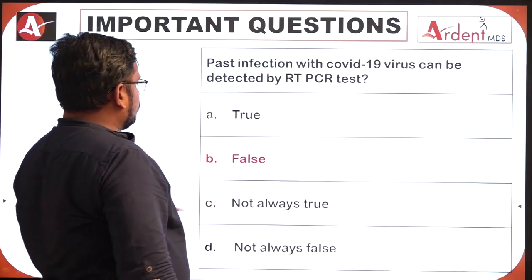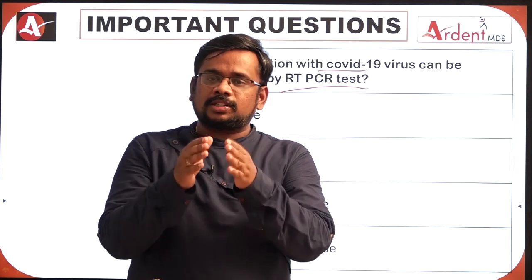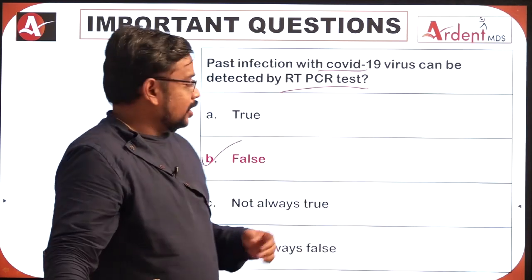The next type of question related to PCR: past infection with COVID-19 is detected by RT-PCR. Is it true or false? Past infection with COVID-19 cannot be detected by RT-PCR, so this is a false statement. So these are the various things you have to know related to the PCR test. IgM is seen in the early phase, and in the middle phase IgG, IgM and RT-PCR are all positive. But in a recovered patient, RT-PCR is negative.